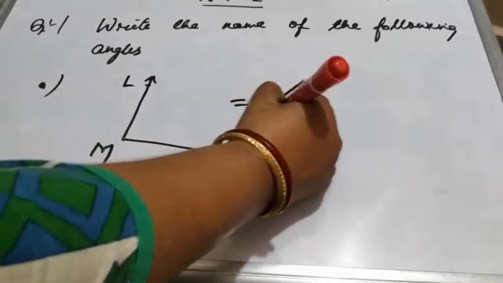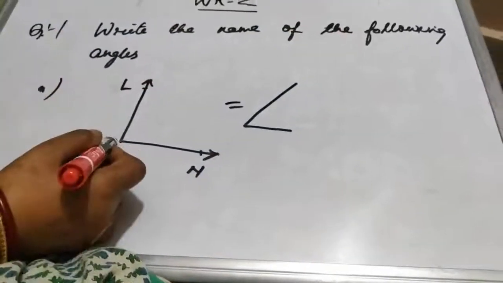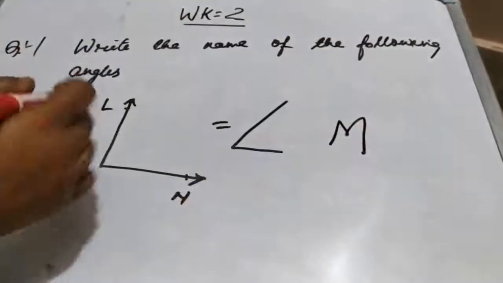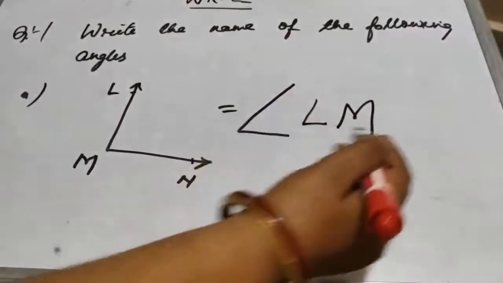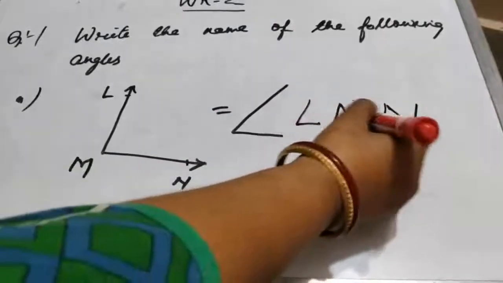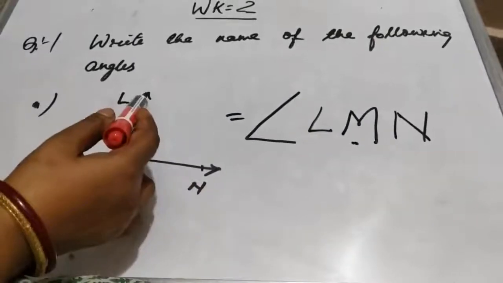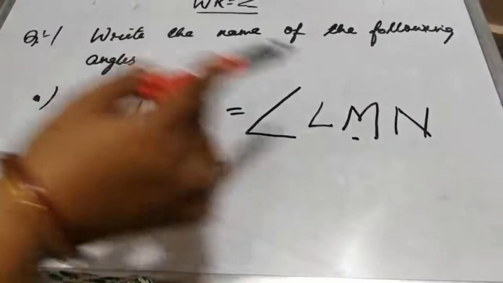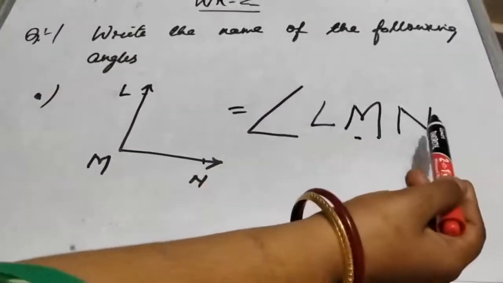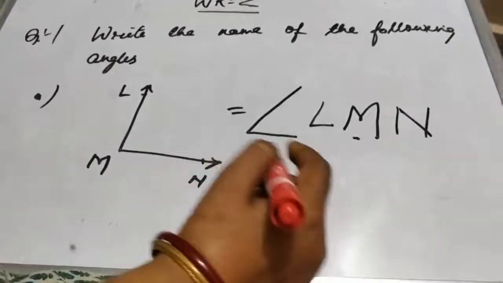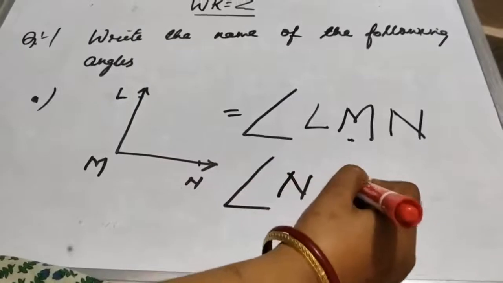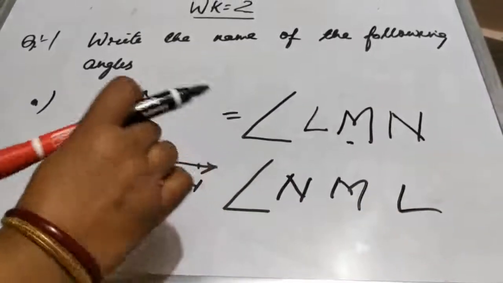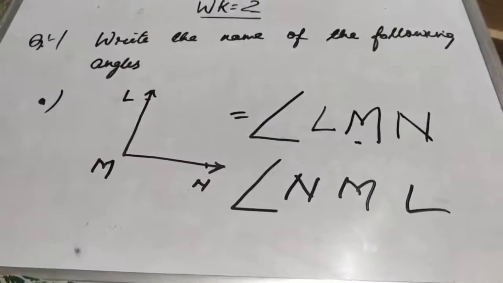How will you write the name? Firstly, give the sign of the angle. And this vertex, I will write first, M. Now, I will write this L to the left of M and N to the right of M. L, M, N. M should always be in the middle. There are 3 letters here, the names of the 2 rays, LM and MN. So, M should be in the middle, L on the left side and N on the right side. Or you can write it as N, M, L. Okay. So, in this way you have to do question number 1.